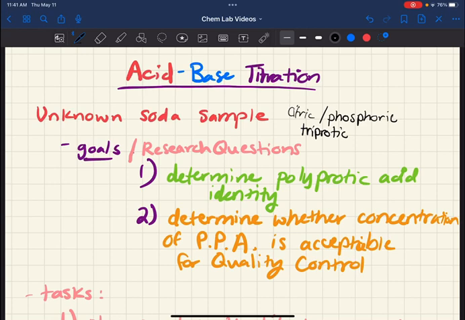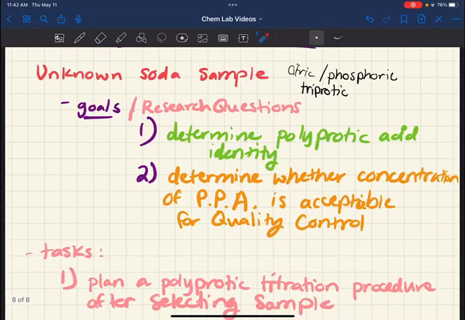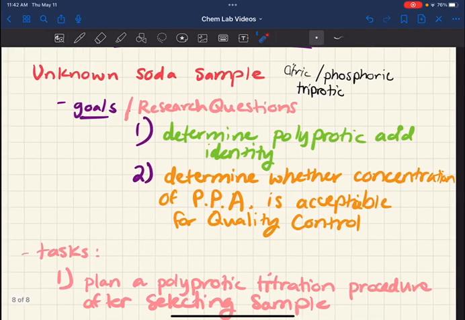All right, and at that point, you as a group would look over the research questions and think about what the goal of each research question is. The first goal is essentially to determine the polyprotic acid identity, i.e. is it citric or phosphoric? And you're given Ka values for each of the protons in each of those compounds to compare with.